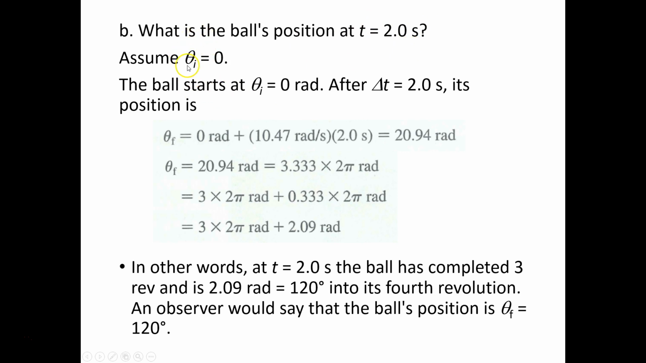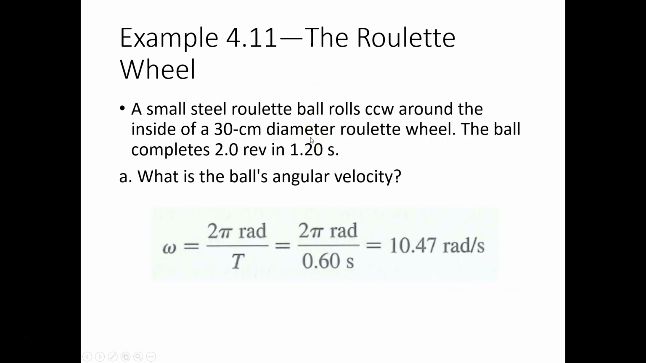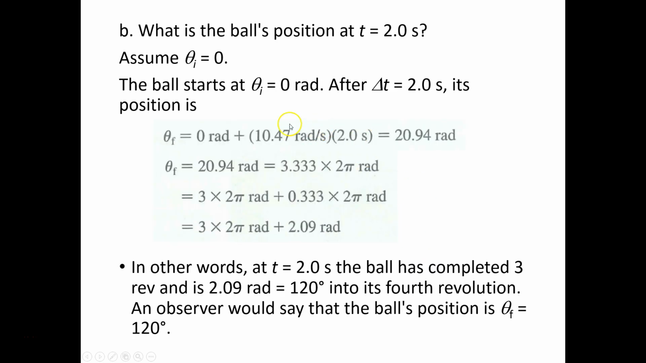So we're going to assume that our original position is 0. It starts at 0 radians. After 2 seconds, its position now has changed. So we've got our 10.47 radians per second. That's our angular velocity times 2 seconds plus 0 gives us 20.94.